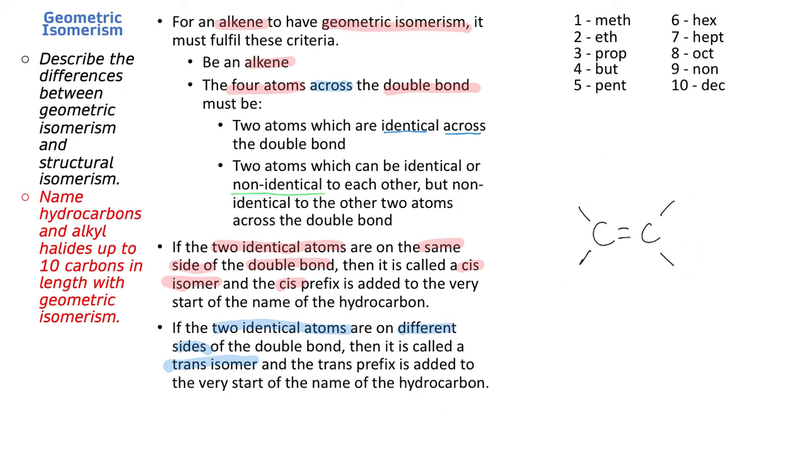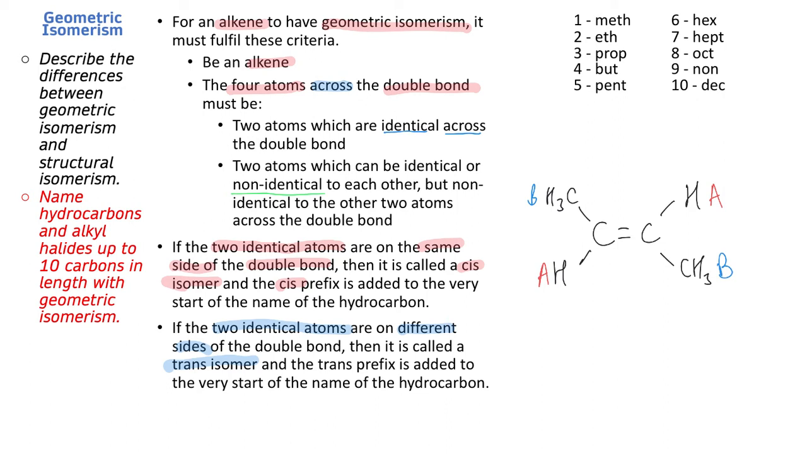Let's do H, CH3, CH3, right? And we might go over in class why that CH3 is written like that. That's something that's important in year 12. So let's have a look at what we've got here. I have two identicals and two which are non-identical to the identicals but identical to each other. That's perfectly fine.